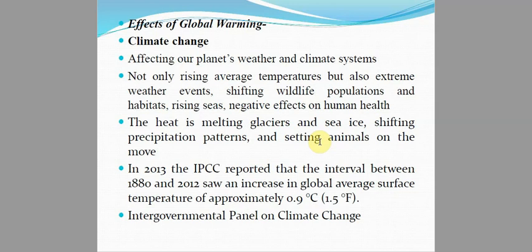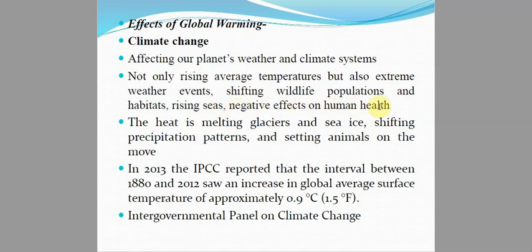What are the negative impacts of global warming on the environment? So first is climate change. We can see abnormal climate patterns in our environmental system, which includes the average rise in average temperature, shifting wildlife populations, rising sea levels, negative effects on the human health.